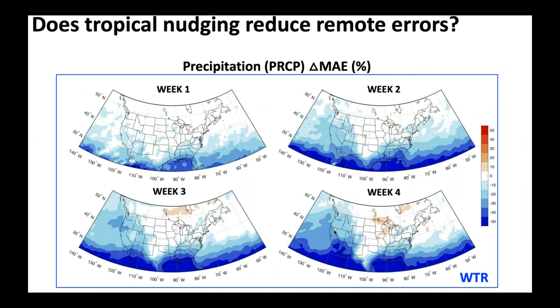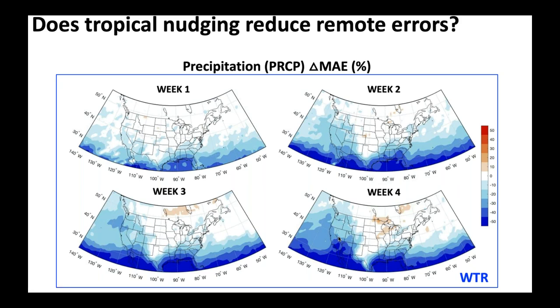Answering my second question regarding precipitation errors, that's what we are looking at here, focusing on the United States. What you're seeing are percentage error reductions in mean absolute error. So the darkest blues are showing regions where reductions are up to 40-50%. Not surprisingly, near the edge of the nudging region you see those large reductions, but it's interesting to see how errors are also reduced over the Western United States, and those reductions increase with lead time out to week 4.